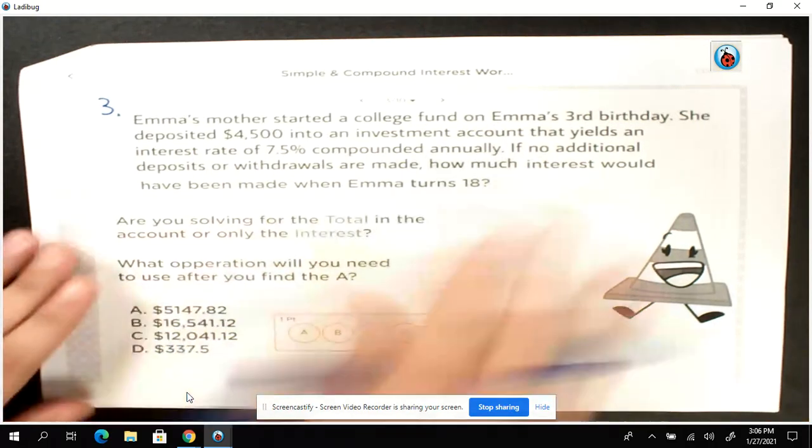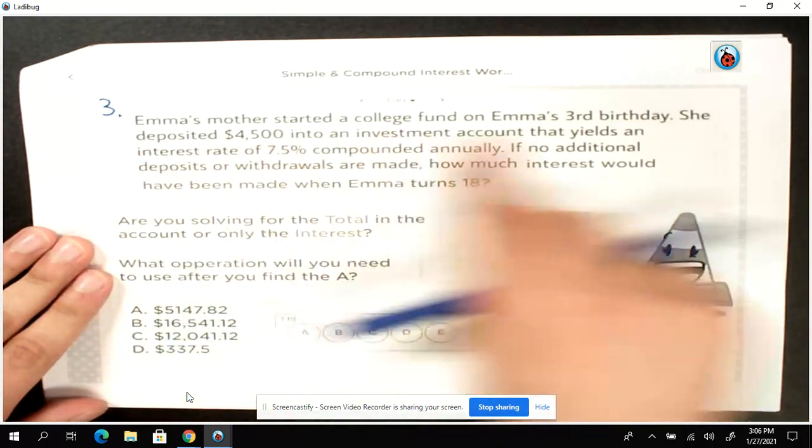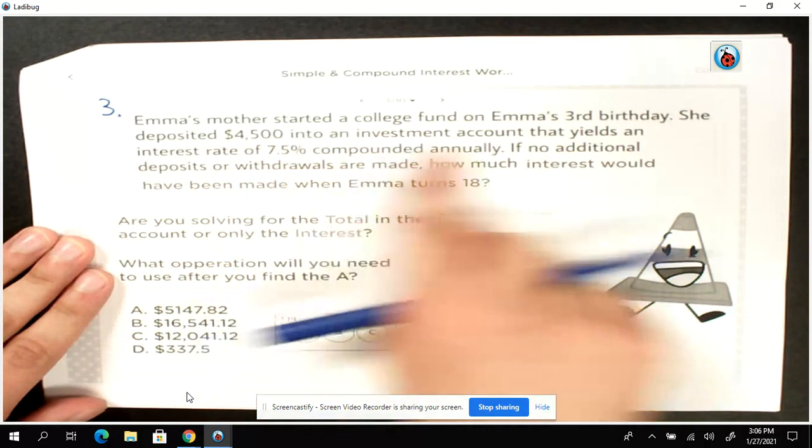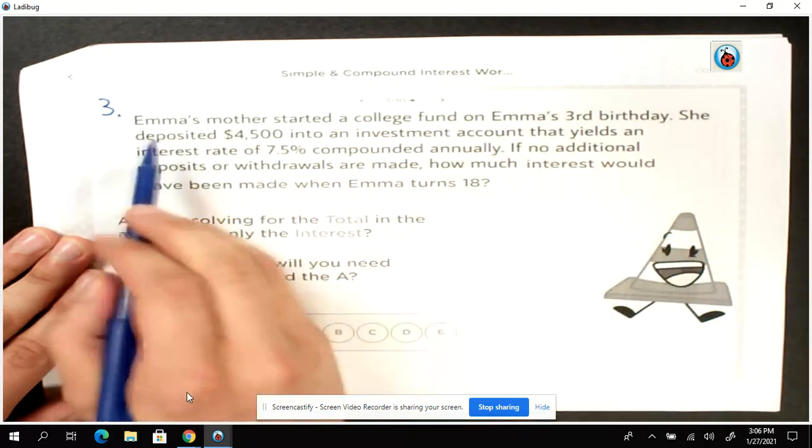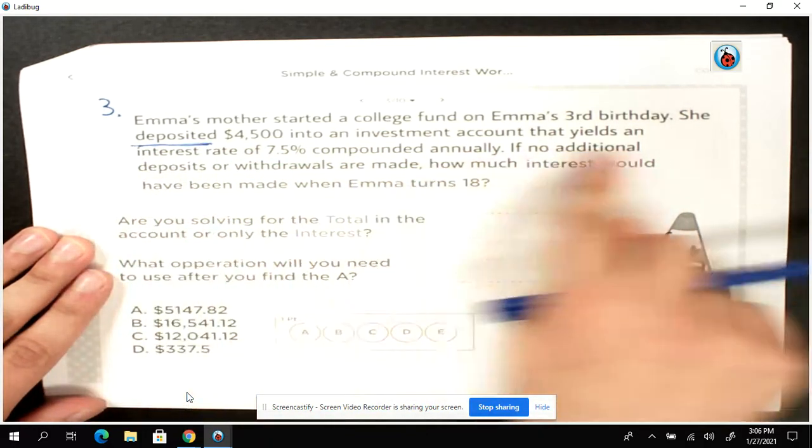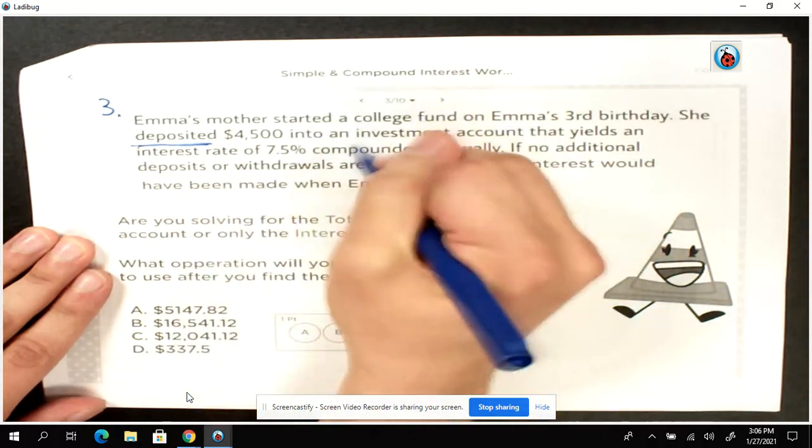All right, so I'm just going to scan through it, read it, and scan through it. And that's when I started college fund. She deposited 4,500 investment account. All right, so it looks like we're dealing with an investment problem. Here we go, compounded.